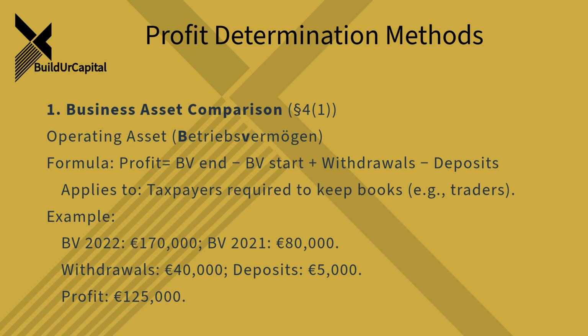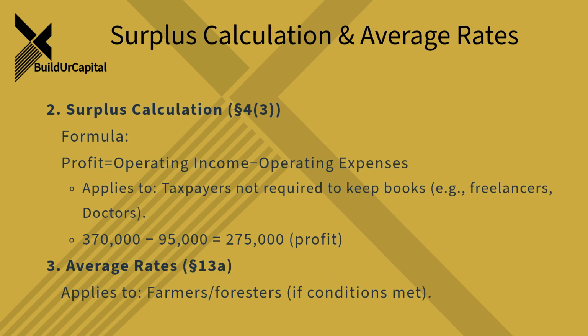Method 2 then, the surplus calculation. Section 4, paragraph 3. This sounds different, aimed elsewhere. Yeah, this one's generally for taxpayers who aren't legally required to keep those detailed books. Think freelancers, small professional practices, maybe some smaller traders. And the calculation itself sounds simpler. It is, generally. You just take your operating income, the money coming in from the business activity, and subtract your operating expenses. Straightforward. Income minus costs.